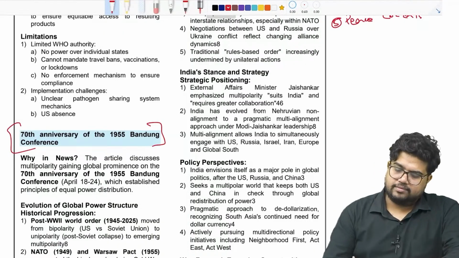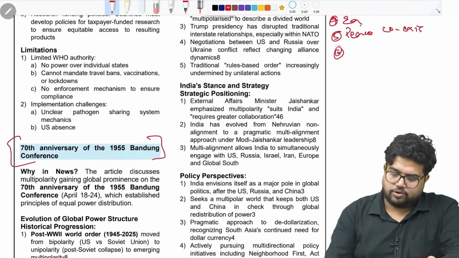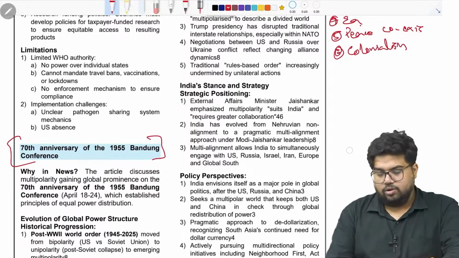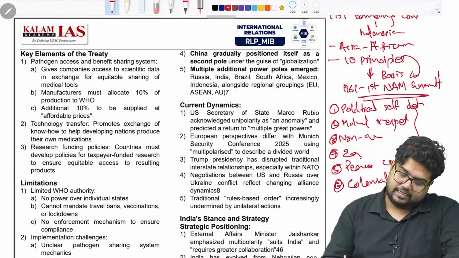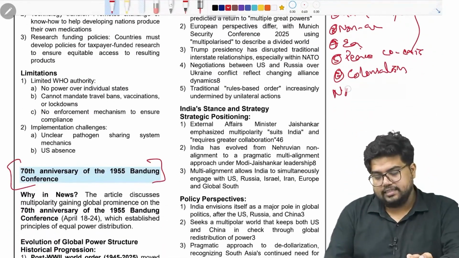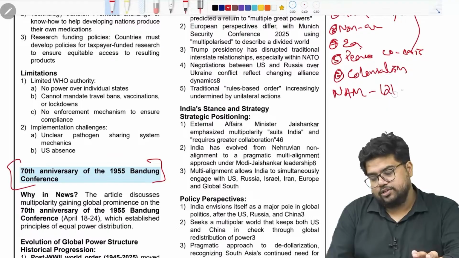Now, one major aspect was condemnation of colonialism, and all these principles were adopted in 1961 in the Non-Alignment Movement. Non-Alignment Movement 1961, currently it has 121 countries.